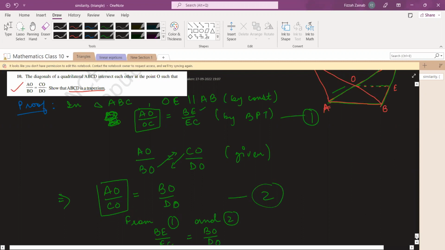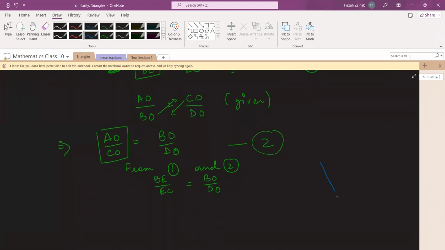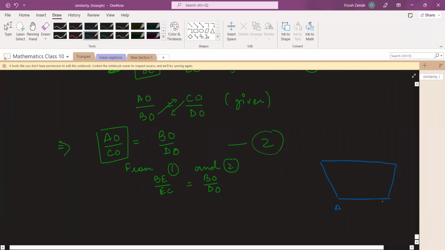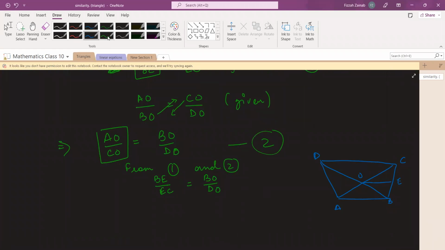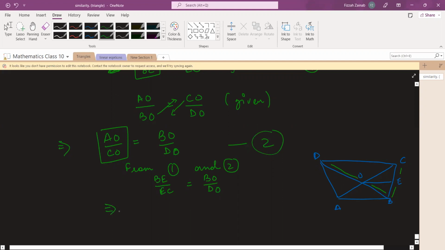Now, let me just draw the figure again for you here. So this was the figure, basically. A, B, C, D, and this is O, and this is E. Now see here, I have got BE upon EC equal to BO upon this side. So can I say from the converse of BPT that OE is parallel to CD?